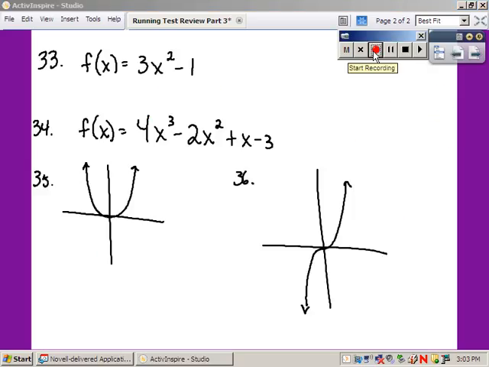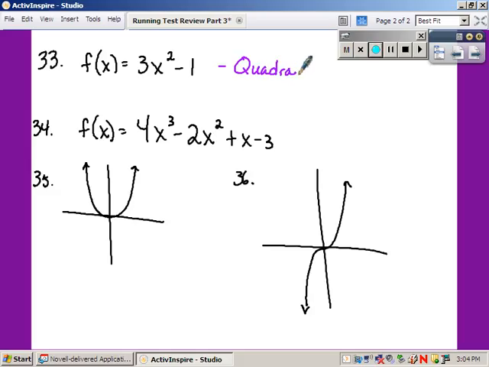Okay, this time the directions actually to just tell what type of function it is for number 33 and number 34. All you have to do is look at it. If you can remember that the x squared, the biggest exponent in the problem, x squared, is quadratic. That's all you have to say. It's quadratic. Meaning it's based off of the original y equals x squared kind of equation.